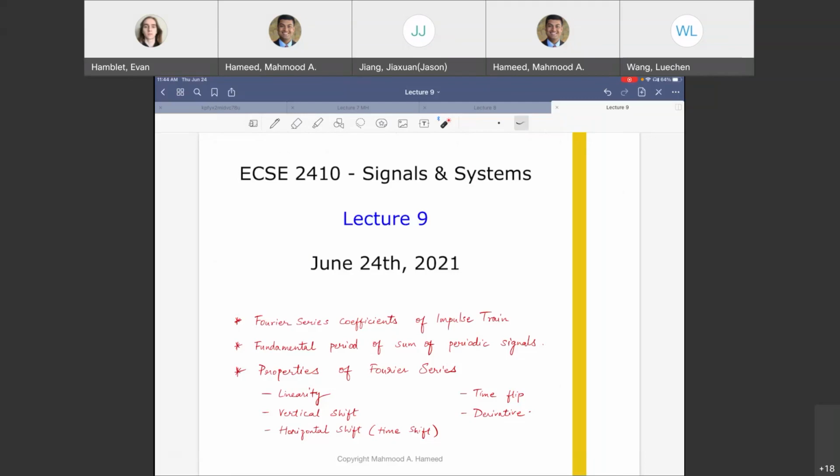Next, properties of the Fourier series. Properties of exponential Fourier series is going to be, if you get it and if you know how to use it for the problems, that's going to be a really, really good indicator of your exam 2 score. Linearity, vertical shift, horizontal shift, time flip, and derivative property. We'll have more after this as well.